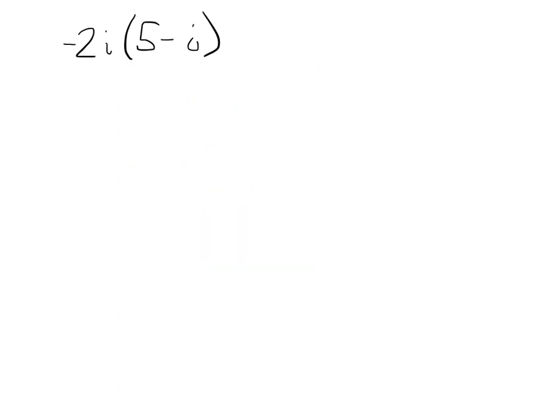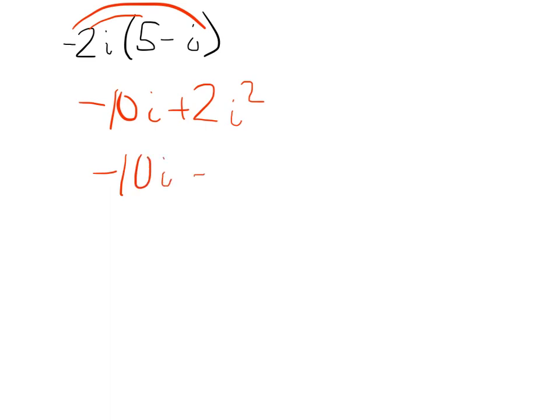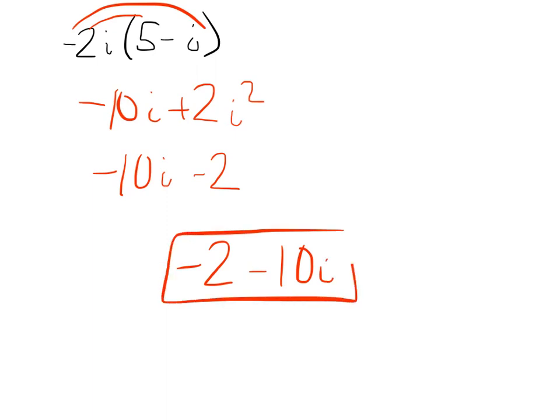This is a relatively straightforward distributive property. Negative 2i times 5 is negative 10i, and negative 2i times negative i is positive 2i squared. Now again, remember, i squared is negative 1, so I have negative 10i minus 2, but that's not good enough. That is not standard form. It's not a plus bi, so I just switch the order of the terms. Negative 2 minus 10i.